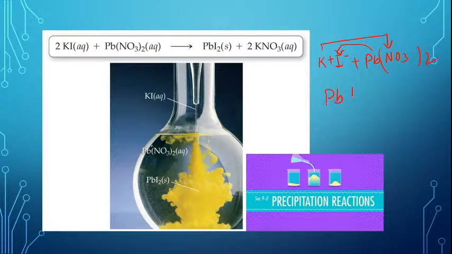That is PbI2 plus 2KNO3 will be formed. That will be in the aqueous form, but this will be in the solid form. That's why it's solid. You can see this is in the solid form, and this is in the aqueous form, right? So after the chemical reaction, what will be the other product? The lead iodide and potassium nitrate.